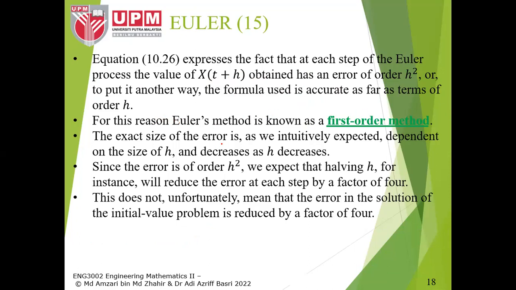The exact size of the error is, as we intuitively expected, dependent on h, the time step, and decreases as h decreases. Since the error is of order h squared, we expect that halving h, for instance, reduces the error by a factor of 4. Unfortunately, this does not mean the error of the solution of the initial problem reduces by a factor of 4.